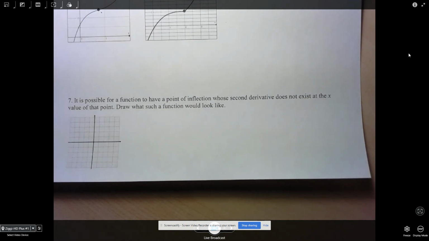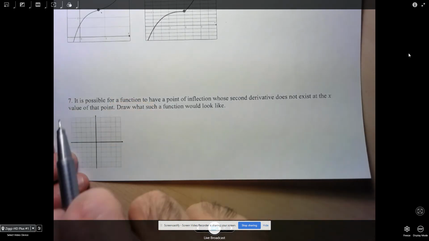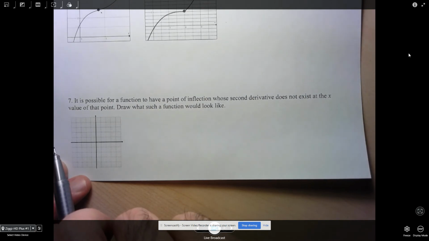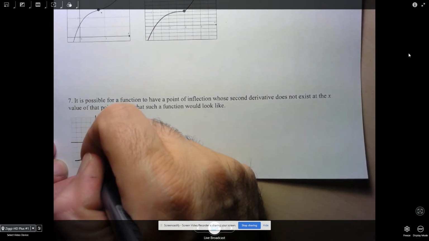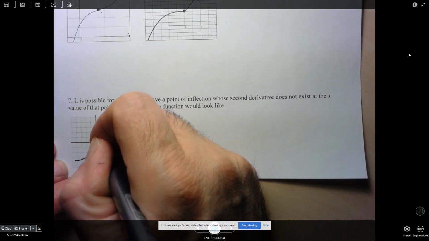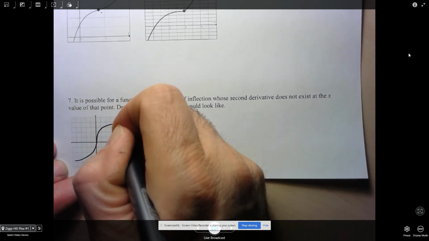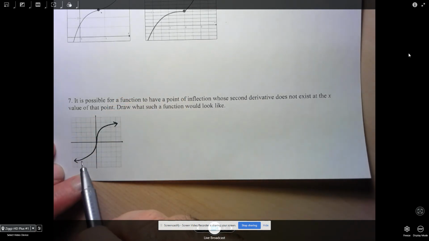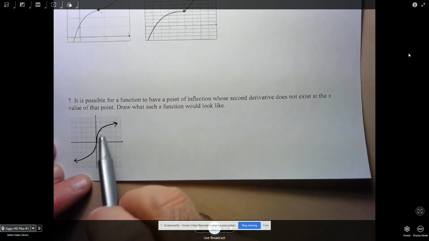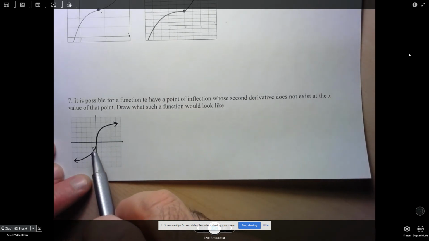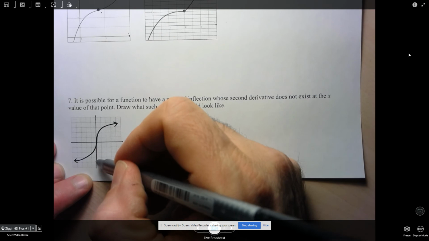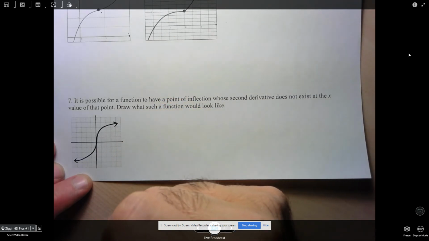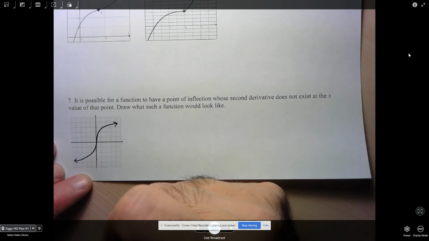So what does it mean to have a nice smooth transition from one concavity to another, but have a second derivative that doesn't exist? I'm hoping that you would have drawn something like this. Now, this is clearly changing concavity from concave up to concave down. It's definitely doing so in a nice smooth manner, but if you see, the tangent line would be something vertical. In other words, the derivative doesn't exist because the slope of the tangent is undefined.